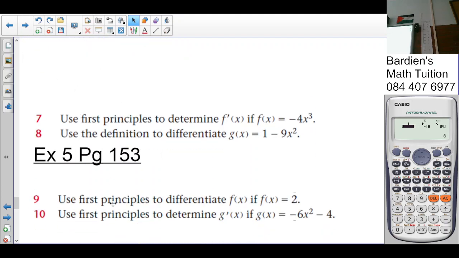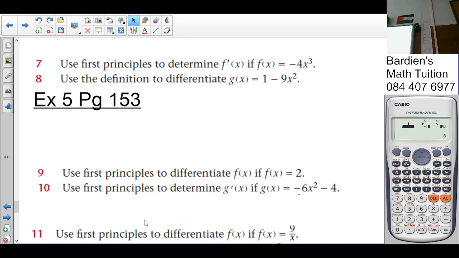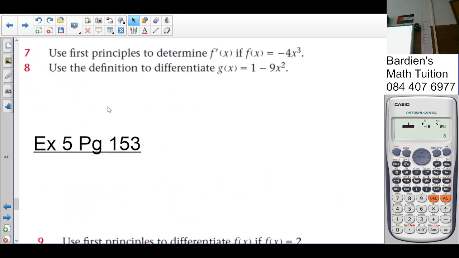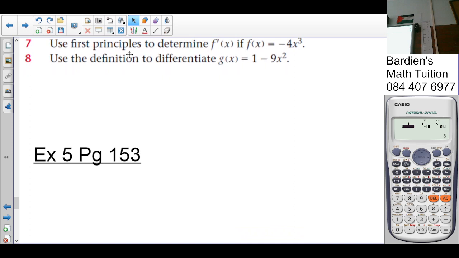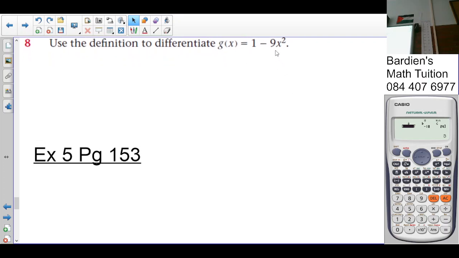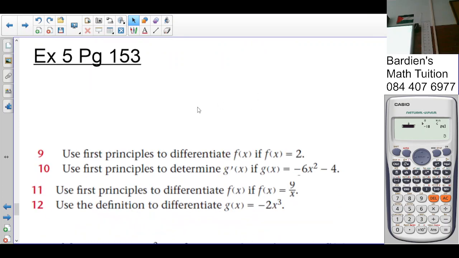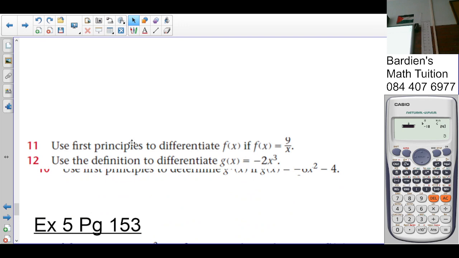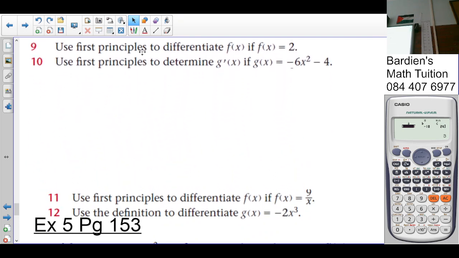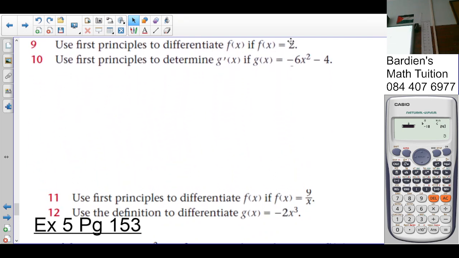Question 7. Use first principles. The answer should have been negative 12x squared. Okay. The next one, your first principles there is going to be negative 18x. Number 9. Use first principles. This is the derivative of a constant. The answer will work out to be 0 there.